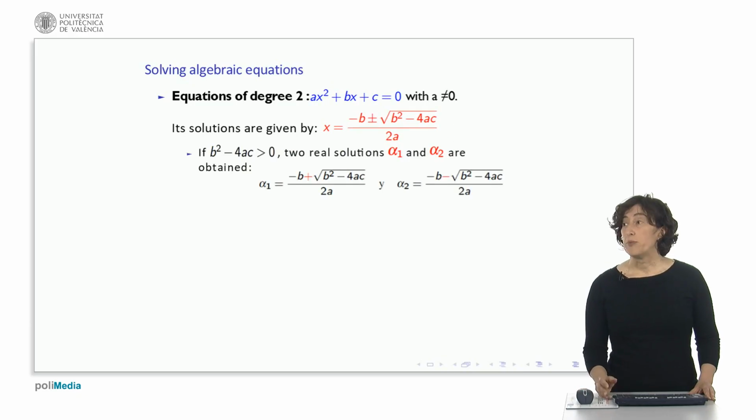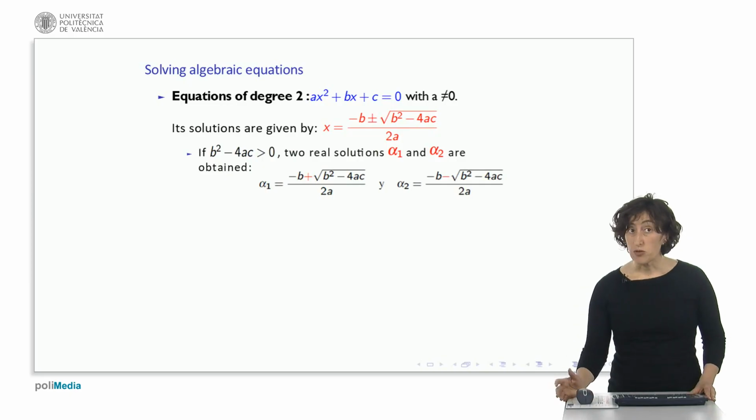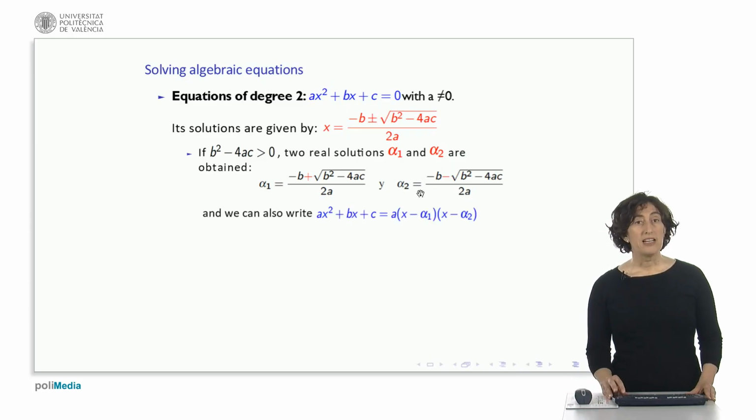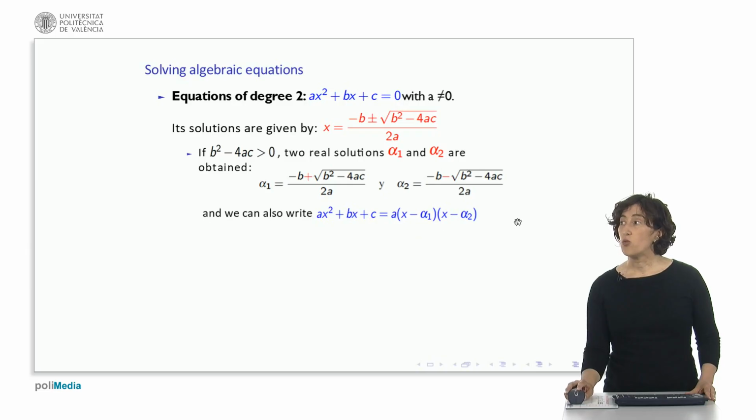So, for example, if b squared minus 4ac is positive, then obviously two real solutions are obtained, since the square root of a positive number is a real number. We would obtain the solution with the plus sign, minus b plus the square root of b squared minus 4ac, divided by 2a, and the root with the minus sign. This would also imply that the polynomial ax squared plus bx plus c can be written as a times x minus alpha 1 times x minus alpha 2. Therefore, if this is equal to 0, then alpha 1 is a solution and alpha 2 is another solution.